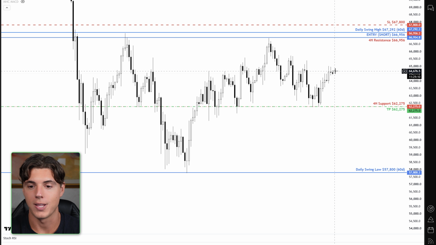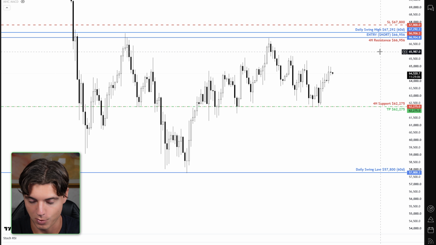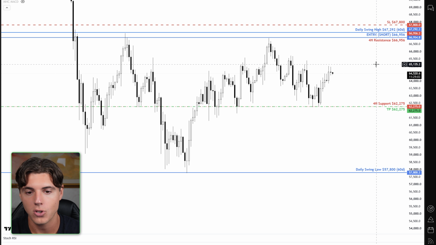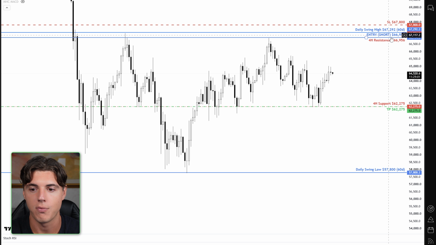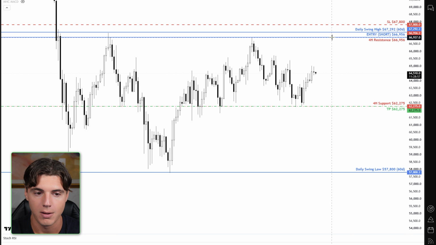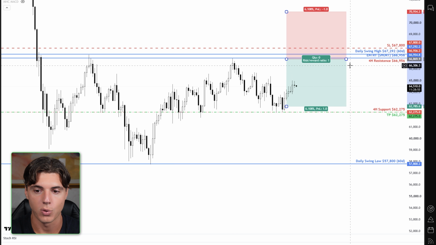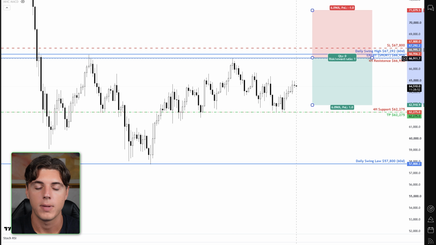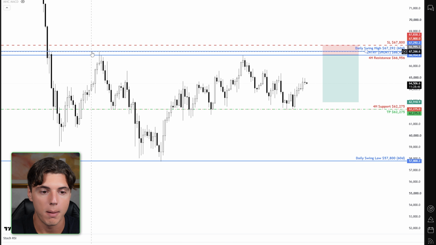I'm waiting for price to trade the extremes, which is what the setup it's provided us is actually telling us. It wants us to wait for price to trade into the 4-hour resistance and the daily swing high. The type of setup would be, for me, a range extreme trade, which is one of my higher probability setups. It's asking me to place my stop loss above the actual daily swing high, which is the right way to do it.